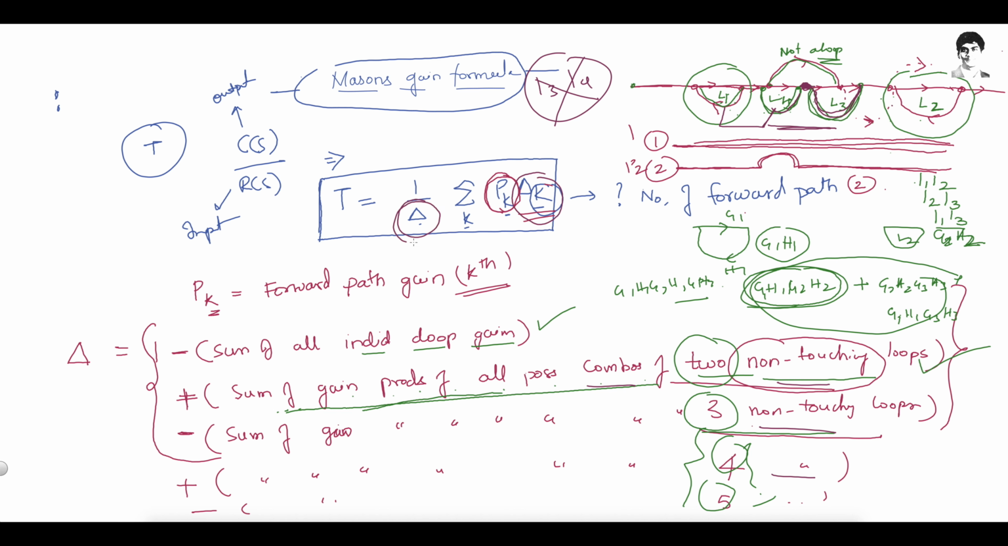Now we found out what delta is. Now what is delta K? Delta K, basically how many forward paths are there? You have to find out those many delta Ks. So delta 1, delta 2, delta 3, depending on how many forward paths. So now we have 2, so delta 1 and delta 2.